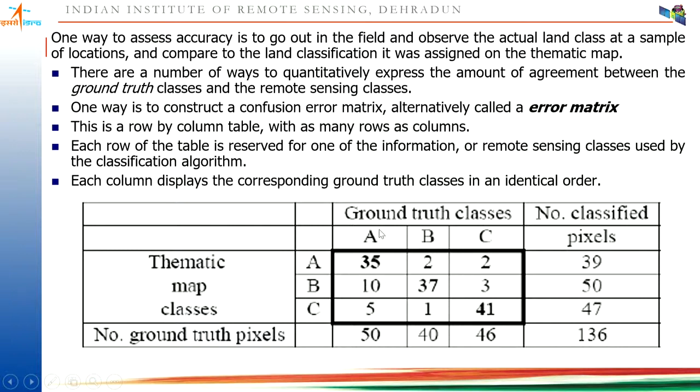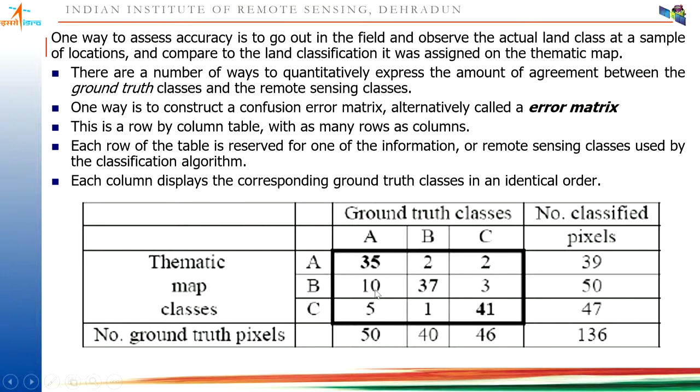There are 5 points which were forest in the reference, but they have been classified as water. So I have put 5 here. So this 35, 10 and 5 I have put like this. I will again try to explain. 35 points were classified as category A, that is forest, and on the ground reference again they were forest only. So they were correctly classified. They were forest and they were classified as forest, so 35 pixels have been put here.